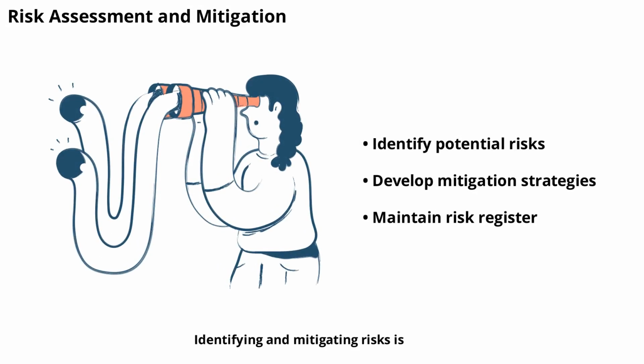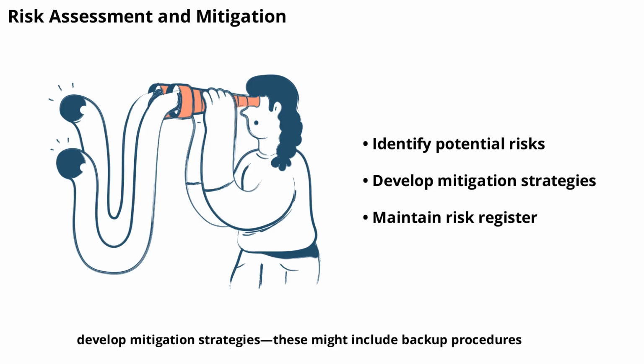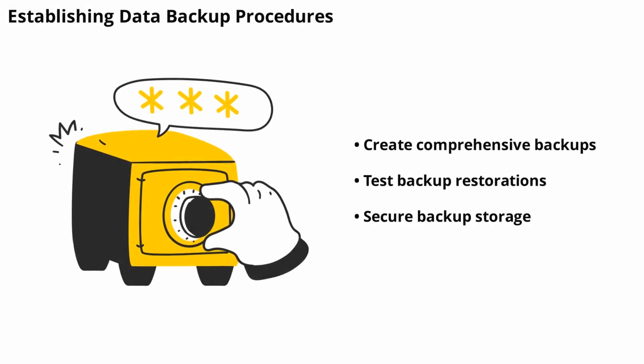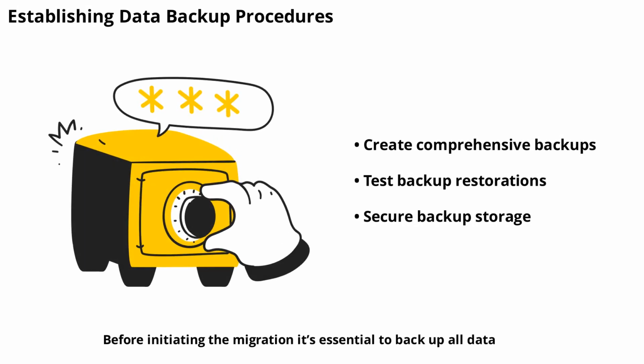Identifying and mitigating risks is a cornerstone of safe data migration. Conduct a thorough risk assessment to uncover potential threats, such as data loss, downtime, or security breaches. For each risk, develop mitigation strategies. These might include backup procedures, access controls, or phased migration approaches. Regularly review and update your risk register as the migration progresses. By proactively addressing risks, you can prevent costly incidents and ensure the integrity of your ITSM data throughout the migration process. Before initiating the migration, it's essential to back up all data.